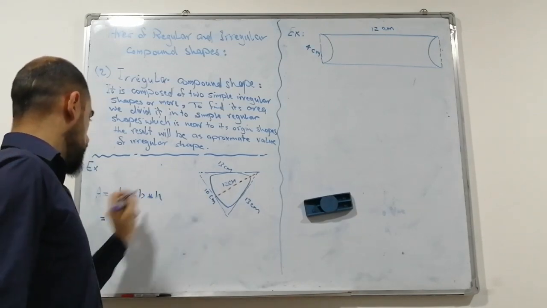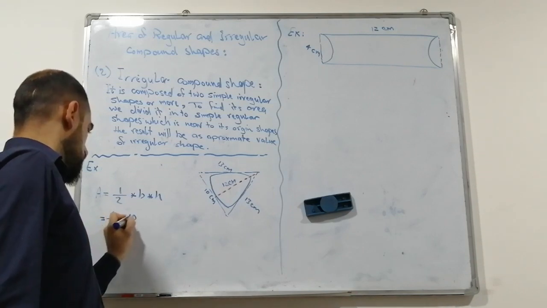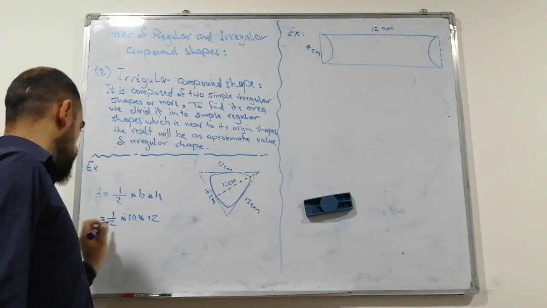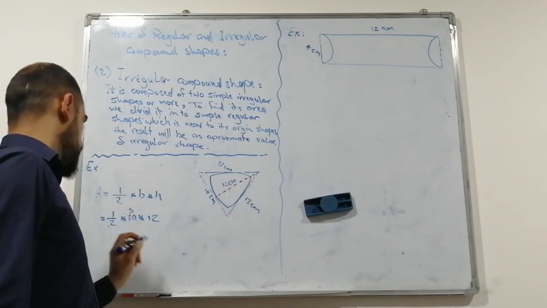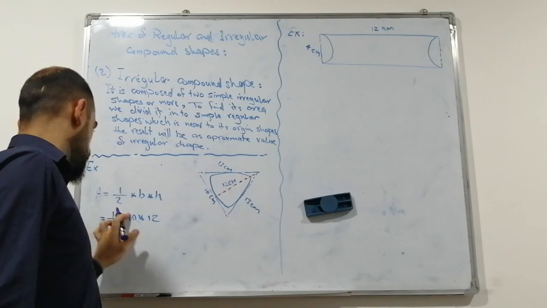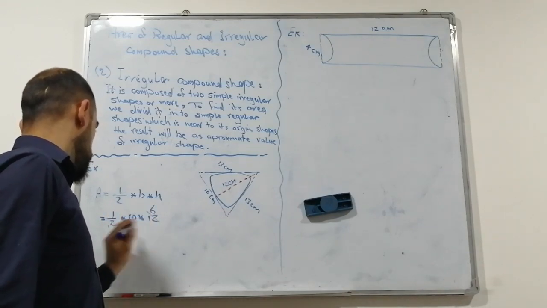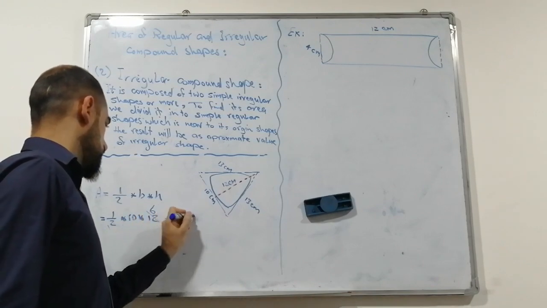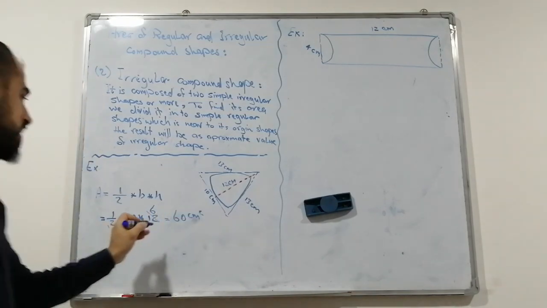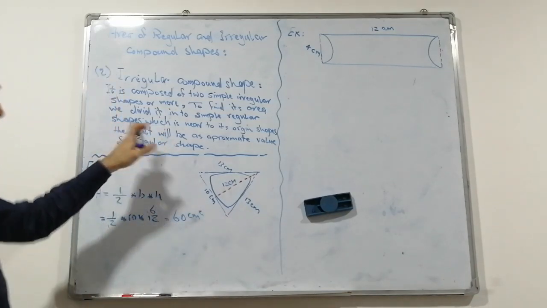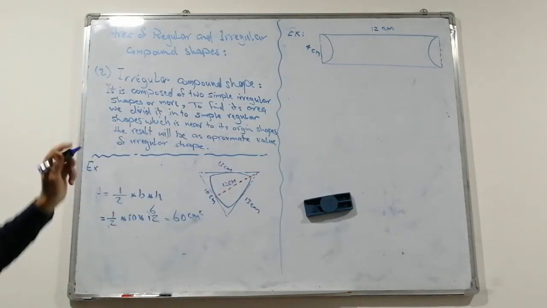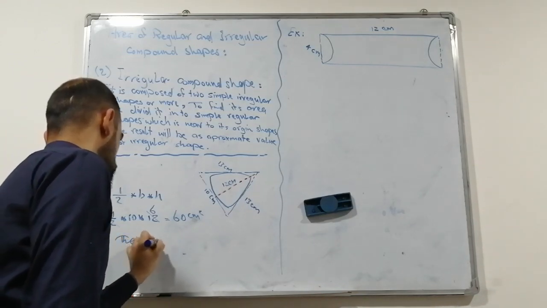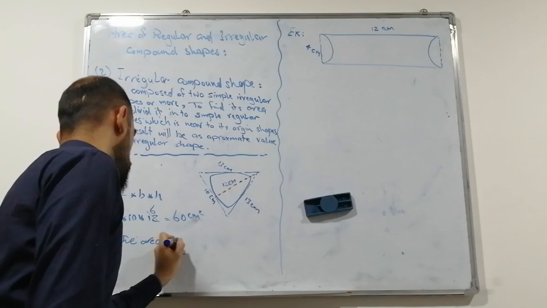Its base is 10 and its height is 12. 10 over 2 equals 5, then 6 times 10 equals 60 centimeter to the power 2 is the area approximately. So as we say, the result will be an approximate value of a regular shape. The area approximately.